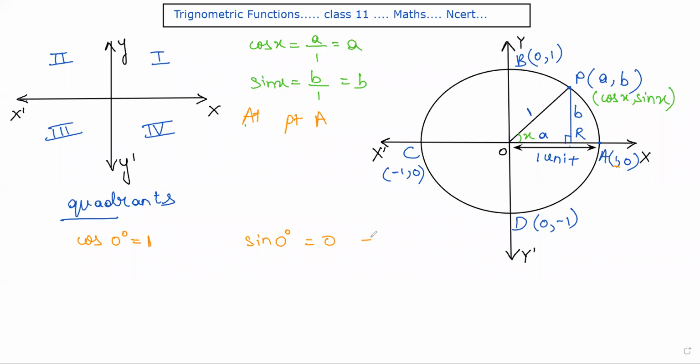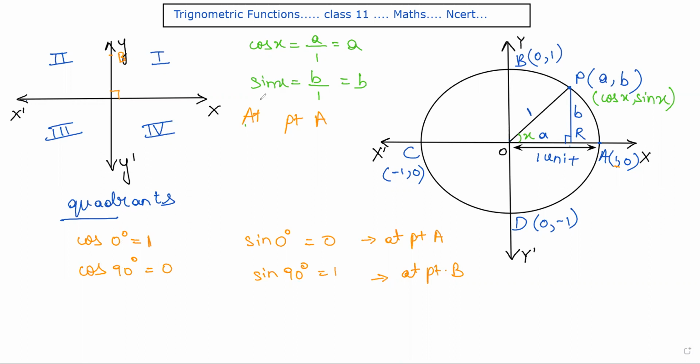This is at point A. What happens at point B? At point B, your values are 0, 1. So what is the angle formed over here? Here you have point B. So this angle is 90 degrees. Cos 90 degrees is equal to 0 and sin 90 degrees is equal to 1.